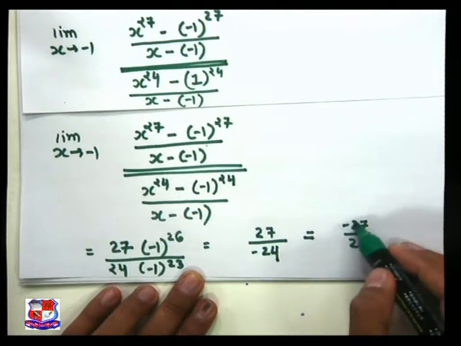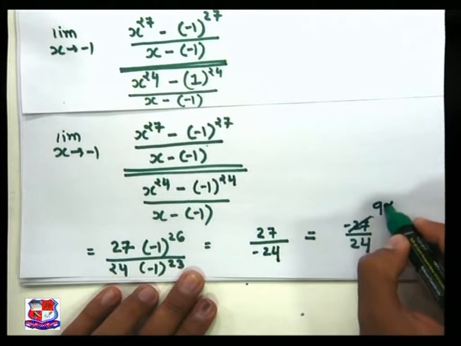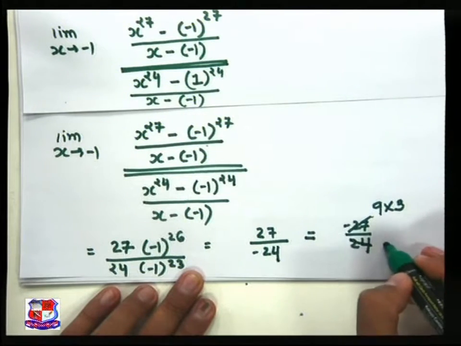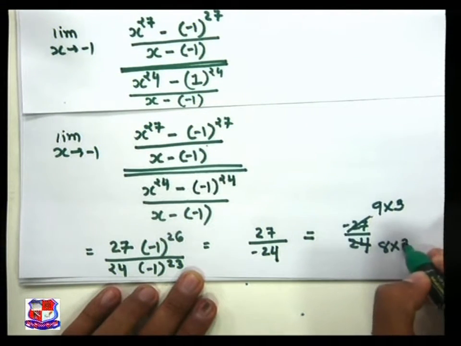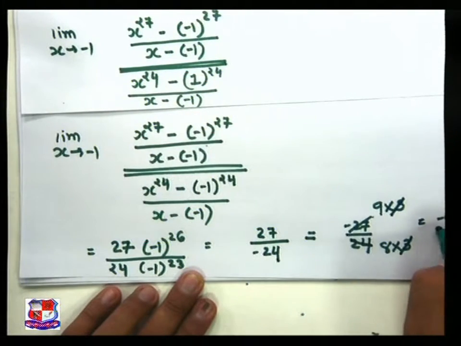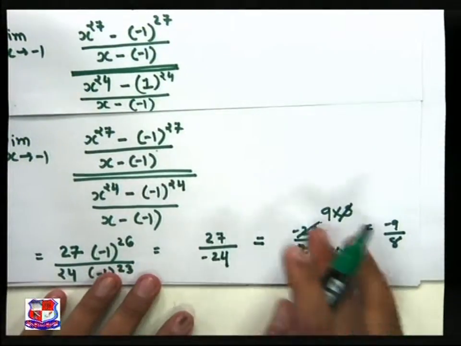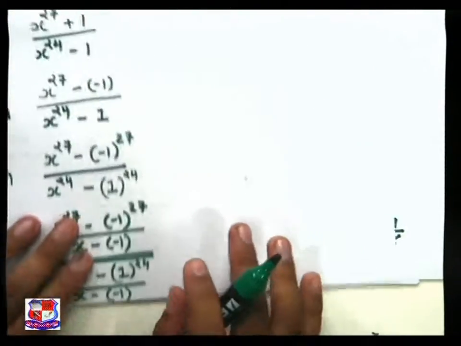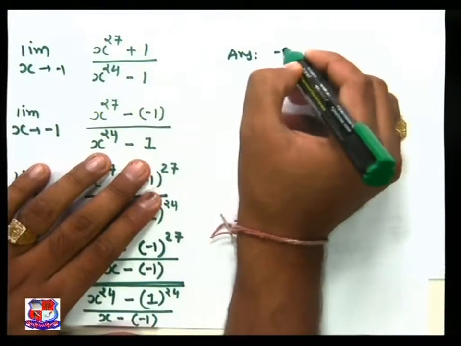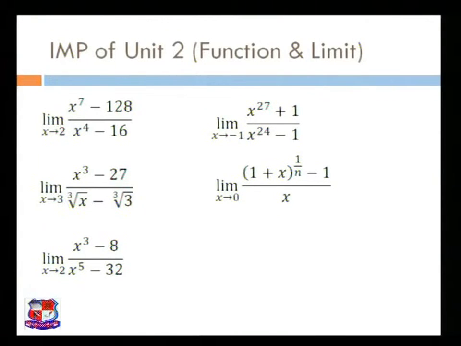If we simplify, we can write it as 9 into 3 over 8 into 3. Then these 3 and these 3 cancel out, and the final answer is minus 9 by 8. So we write our answer: minus 9 by 8. Now we move to our next question.